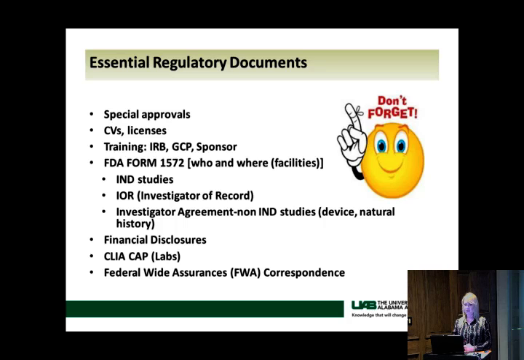FDA 1572, same thing. Financial disclosures are very important. Your CLIA and your CAP or your labs, saying that your labs have been certified and they can do the study. And we also have to have lab normals. Those have to be presented to the sponsor. We have a link now where the sponsor can just get the lab normals, and my former reg team would just send the link to the sponsor to go out there and get those.